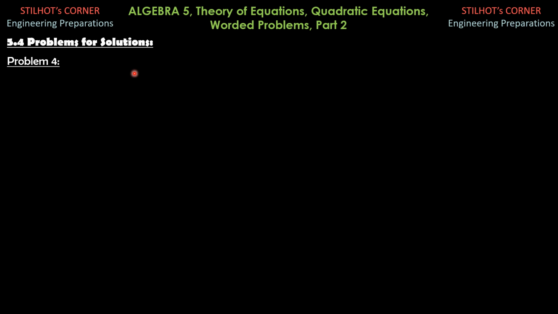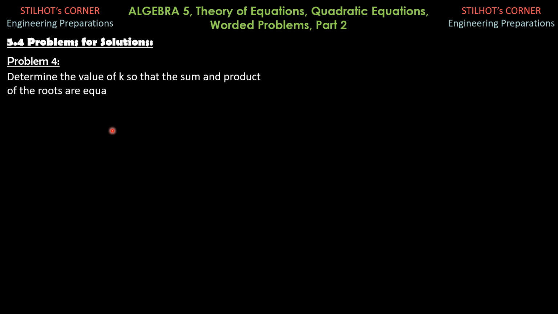So for the first problem, problem 4, determine the value of k so that the sum and product of the roots are equal from the given equation. So we have 7x squared plus quantity 2k minus 1 times x minus 3k plus 2 equals 0. So for the solution, from the quadratic equation, a is 7, b is 2k minus 1, and c is negative 3k plus 2.